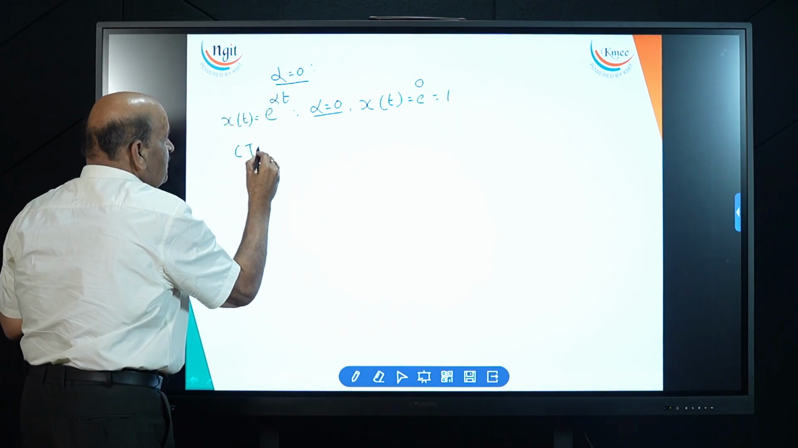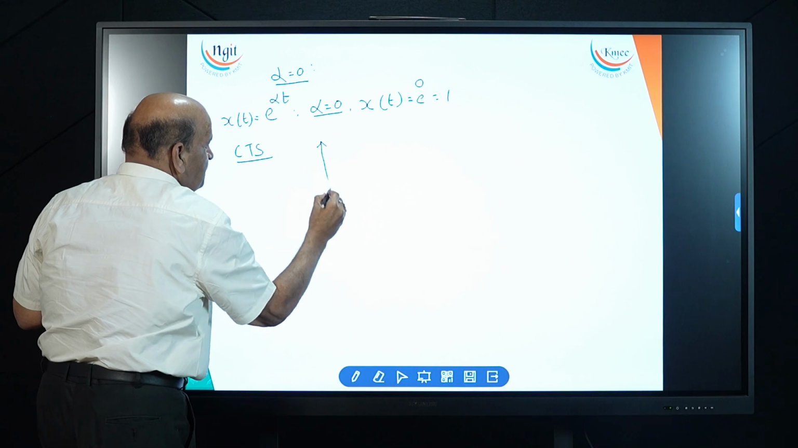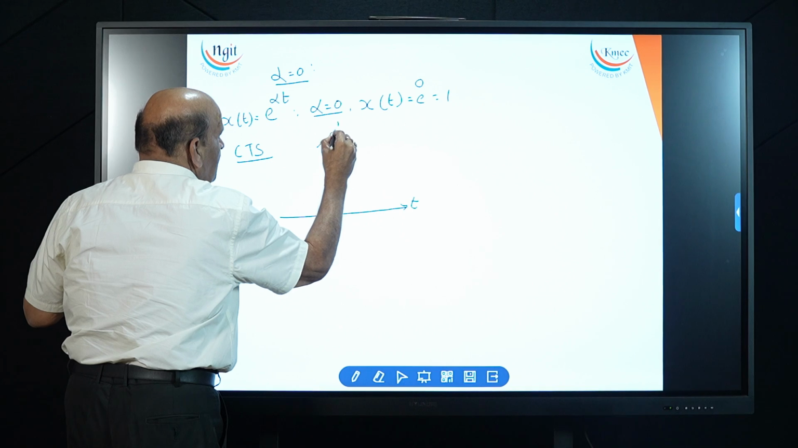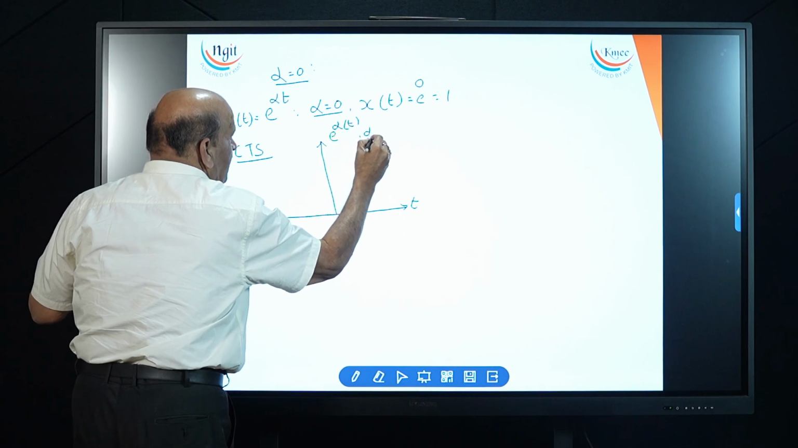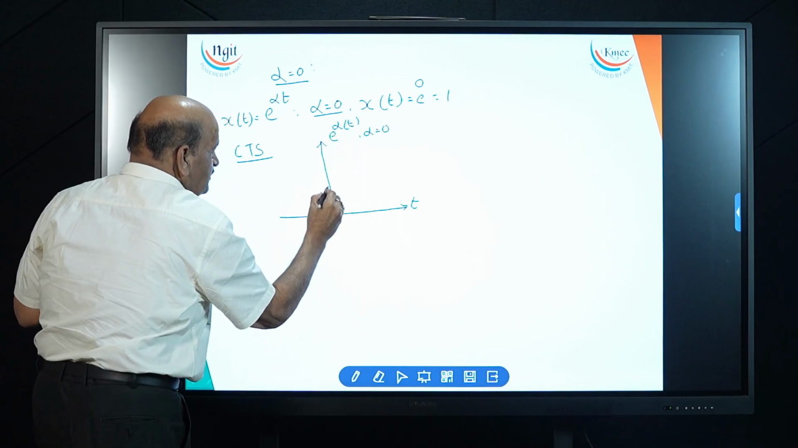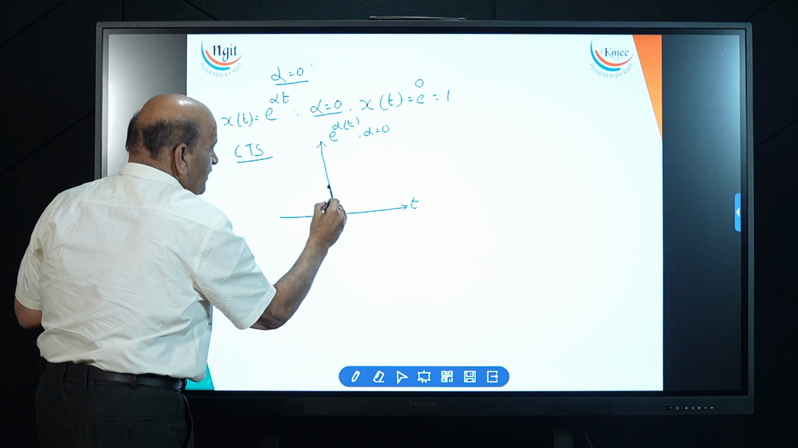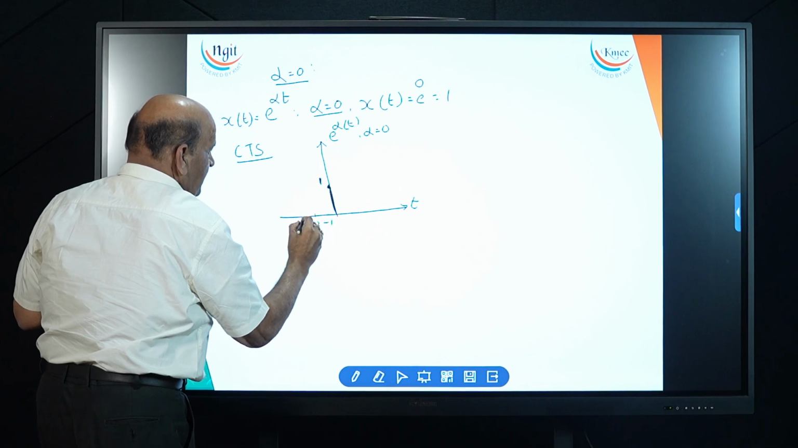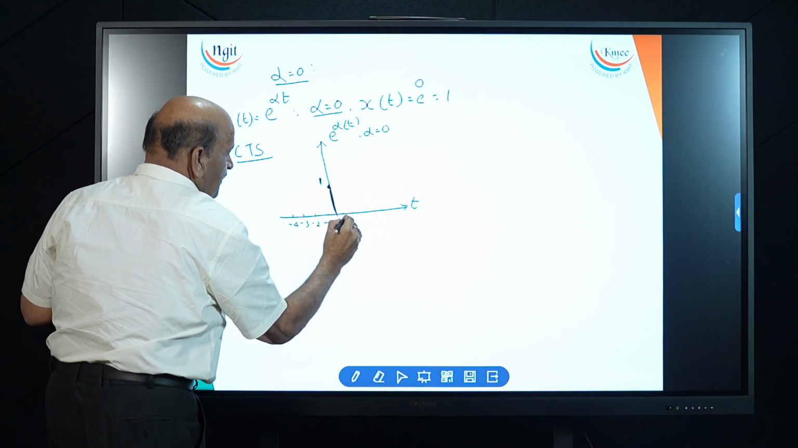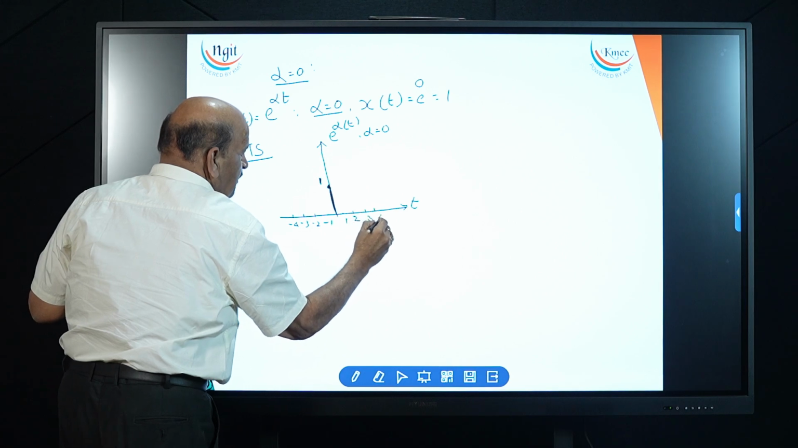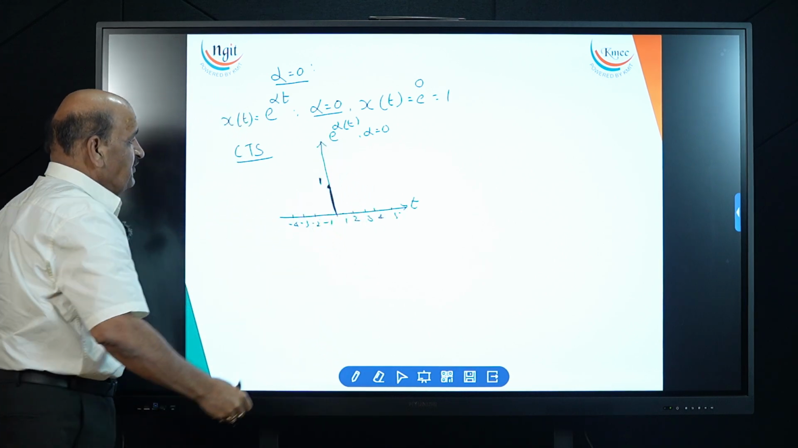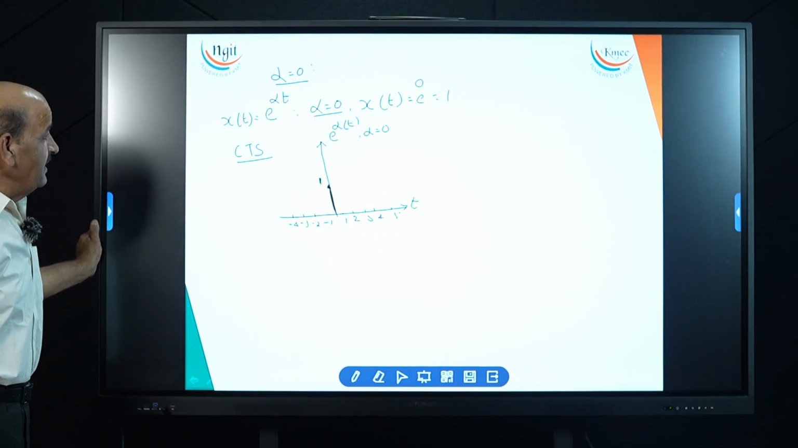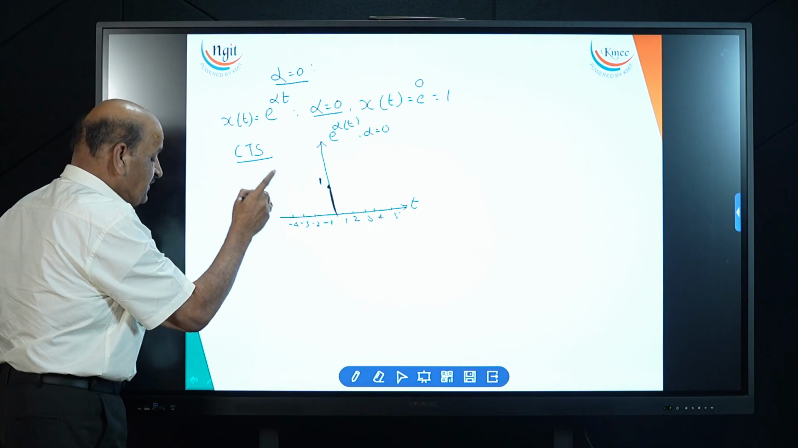Now, under a continuous time signal, what will happen? This is t, this is e power alpha t. When alpha equals 0, what happens? Only 1, for all other values, minus 1, minus 2, minus 4, 1, 2, 3, 4. Look at, this is the graph of alpha equal to 0 under a continuous time signal.